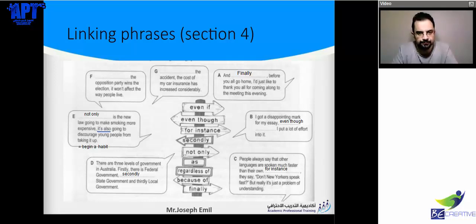What about F? If the opposition party wins the election, it won't affect the way people live. They say something, alright, but it doesn't matter if it happens. It won't affect the way people live. So we're talking about the worst case scenario, the opposition party, even though, or even if, sorry. Even if it won't affect.